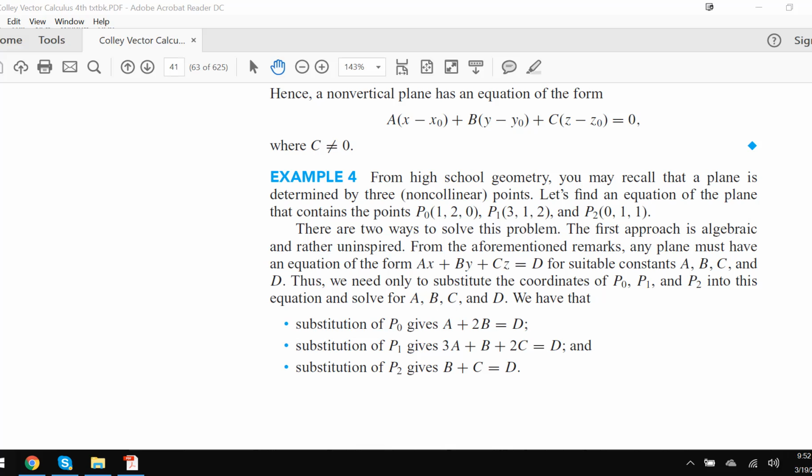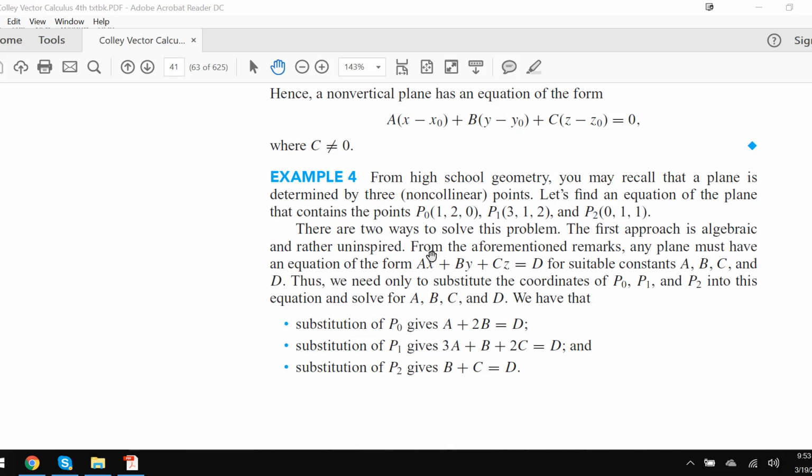Okay, let's try one more. So suppose we have these 3 points. We want to find the equation of the plane that contains them. So there's 2 ways we're going to do it. We're going to do it sort of the simple-minded way, and then we'll also use what we've learned so far. So the first approach is to take the equation of a plane, which is this, and put the points in.